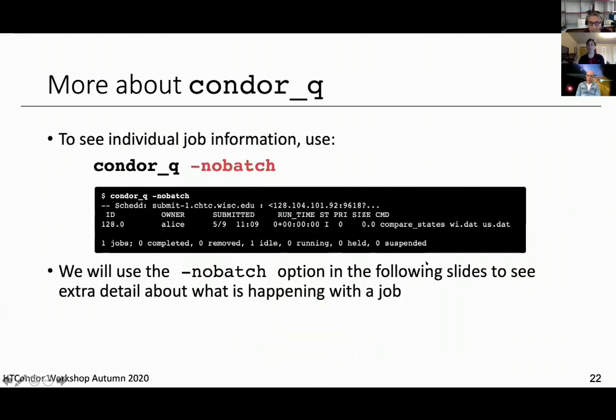So here's our first condor_queue option. If you want to see your jobs in the queue line by line, not grouped together, you can use the no batch flag. And we're going to use this in the following slides because it makes it a little clearer what's happening over the life cycle of the job. Okay, so we've written our submit file. We've submitted it. It's in the queue. Now what happens?